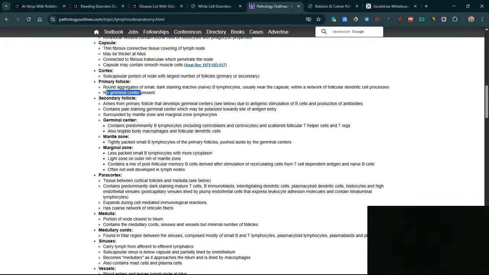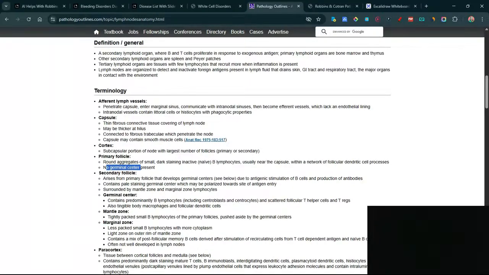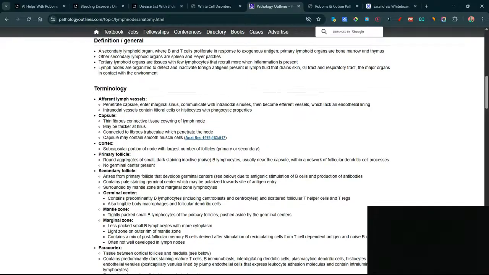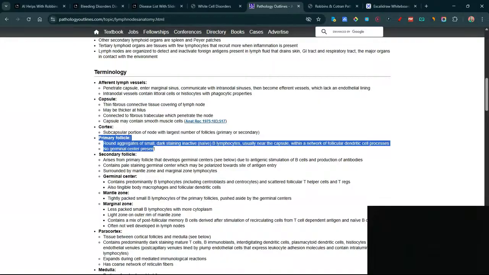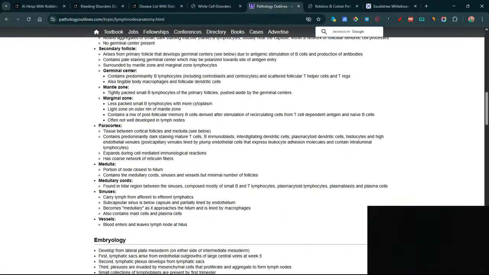Now let's go to the definition of capsule. What is the capsule? A thin fibrous connective tissue covering the lymph node, maybe thicker at the hilus, connected to fibrous trabeculae which penetrate the node, and the capsule may contain smooth muscle cells. And what about the secondary follicle? A secondary follicle arises from a primary follicle that develops a germinal center. The first one, the second one, see below, aligned.